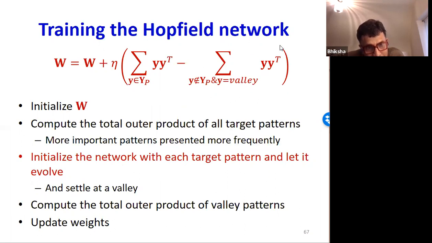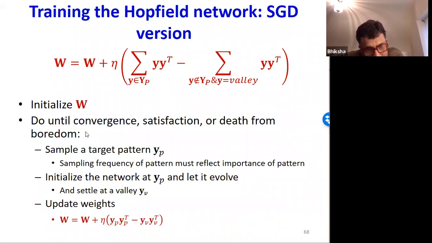And then you compute this term over here. This is computed over the target pattern. This is computed over the adjacent valleys. The difference is the gradient by which you're going to adjust your weight, and you update your weights. Or if you're doing the SGD version of it, then you would do this one sample at a time. You sample a pattern, you let the network evolve. It's going to settle at the valley next to the pattern. You compute the difference between the outer product at the target pattern and the outer product at the valley, and use this difference to correct the weights.